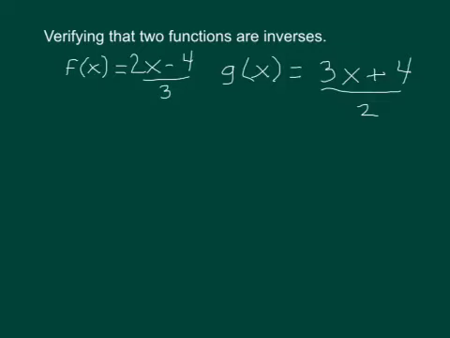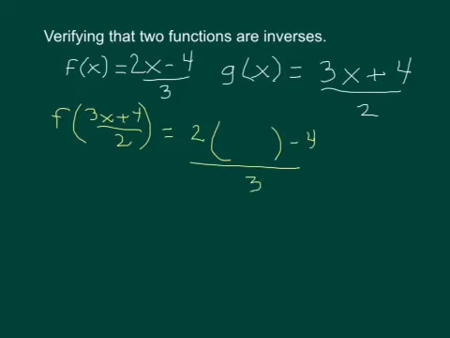Because of domain restrictions, with that in mind, we're going to start with f of g of x. So we're going to do f of g of x, and g of x is 3x plus 4 over 2. We're then going to find function f, and every time we see an x, we're going to replace it with function g. Now this is going to look ugly, but if they are inverses of each other, it should start falling apart in our laps. So we have 3x plus 4 divided by 2.